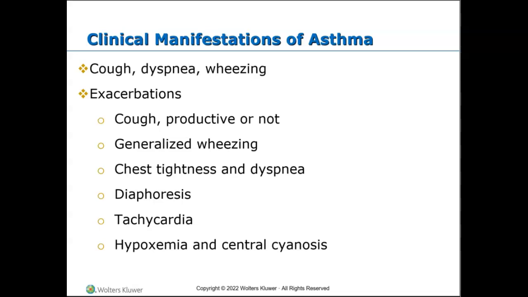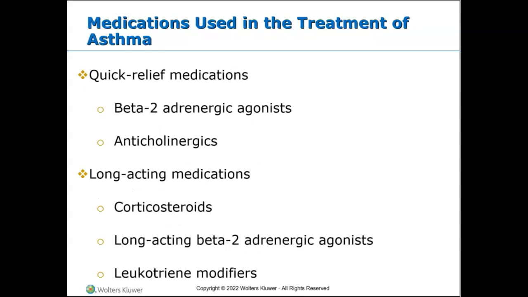But when they have exacerbations, they might have a productive cough and they may not, but their coughing's going to be way, way more, right? So they're going to be coughing more. Could be productive or not. Generalized wheezing is going to be significantly more. Chest tightness and dyspnea will now occur. They're going to be diaphoretic, tachycardic, right? Their heart's trying to compensate, it's working hard. Can end up with hypoxemia and cyanosis.